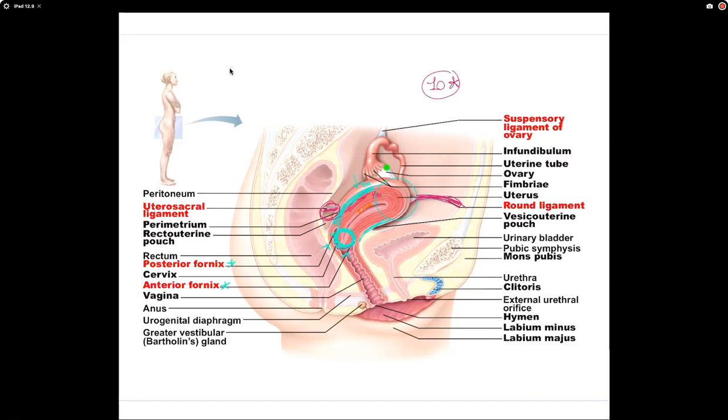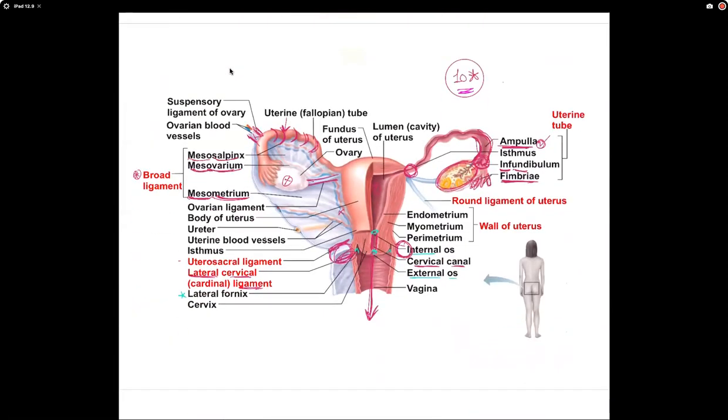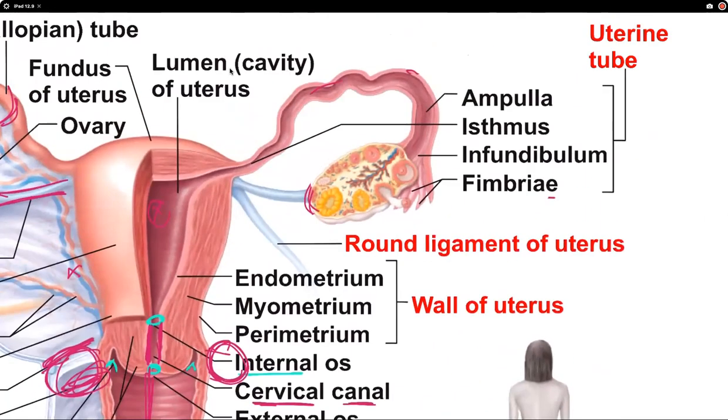Those eggs are going to be picked up by those finger-like projections of the fallopian tube. This is called my fimbriae. The fimbriae are going to be the finger-like projections from the uterine tube or the fallopian tube that will pick up the ovulated egg. So if we're looking here at the different parts of the fallopian tube, we're going to see first the finger-like projections of the fallopian tube. Those are my fimbriae.